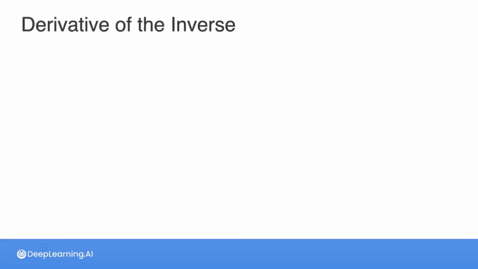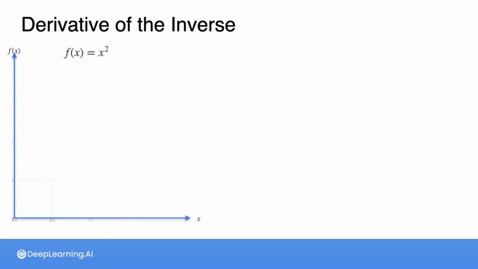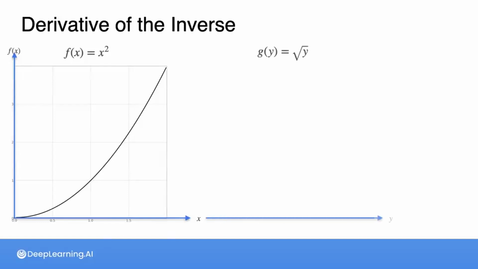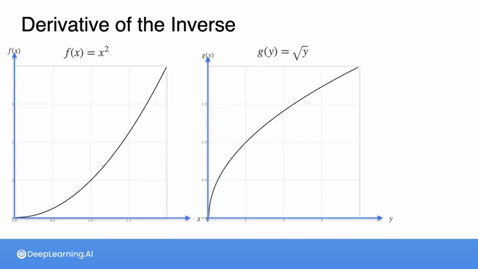Now the derivatives of inverses are really nice. Let's take a look at the plot of x squared and now the plot of g of y equals square root of y. Notice that in this plot, the units are different in the left and the right. And also in the plot on the left, the horizontal axis is x, and in the plot on the right, the horizontal axis is y. But in short, if a point with coordinates a, b appears on the left, then the point with coordinates b, a appears on the right.